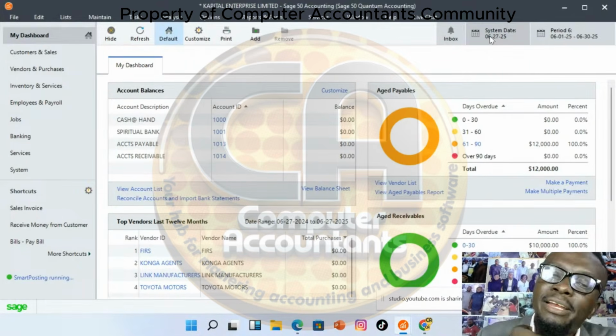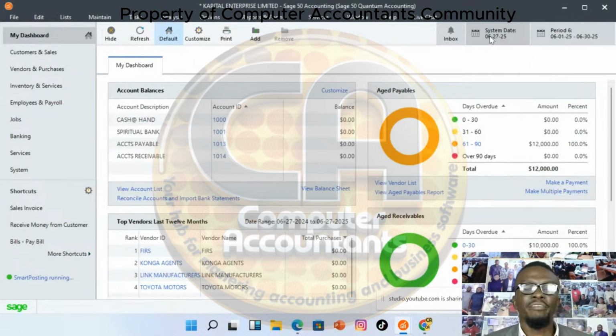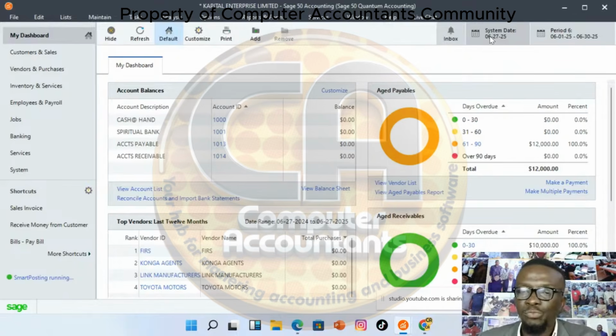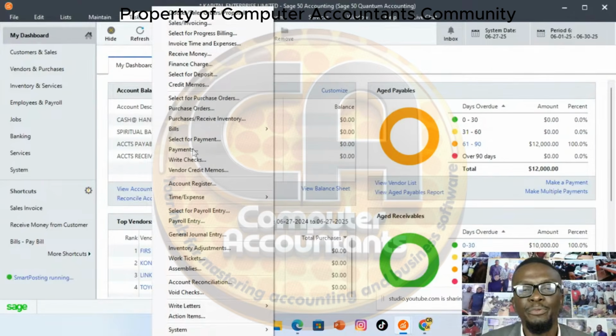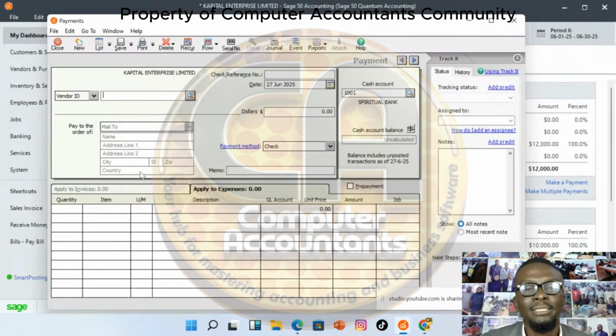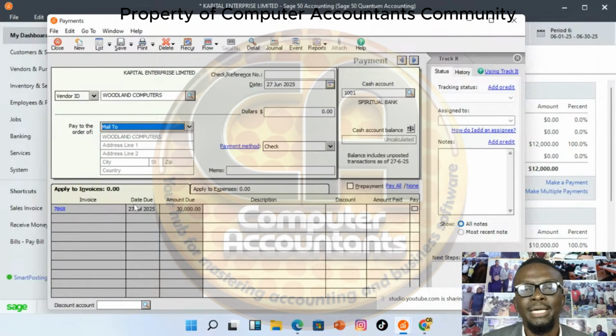So we have taken care of two of the staff. We have paid them their salary for this month, and it's coming out of our bank account. So the next one here says Woodland Computers paid in full by check for the two computers. Remember, we had computers we bought from Woodland at 30,000 naira for the two of them. Now we are paying them in full.